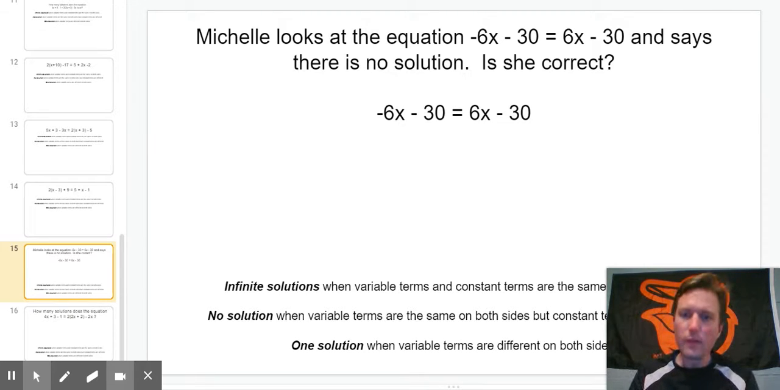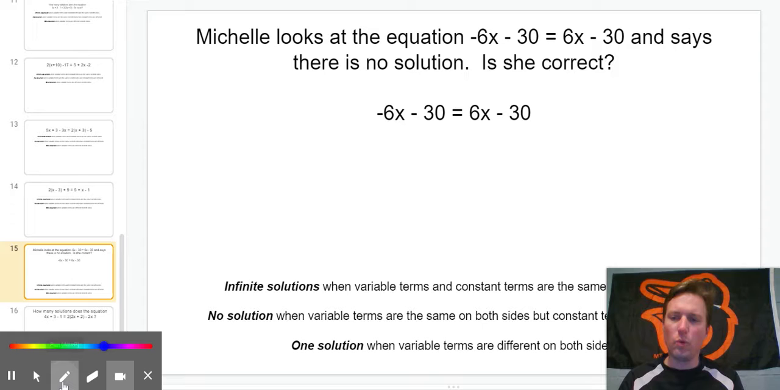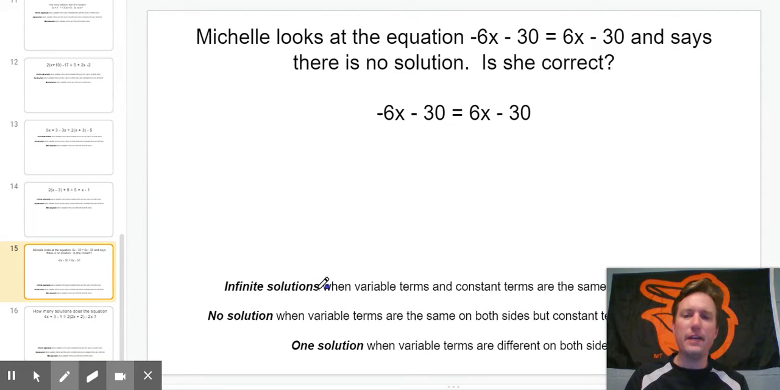Okay. Now, we do need to remember the rules as we solve these. There's an infinite number of solutions when the variable terms and the constant terms are the same on both sides of the equal sign. There is no solution when the variable terms are the same on both sides, but the constant terms are different. And then there's one solution when the variable terms are different on both sides.